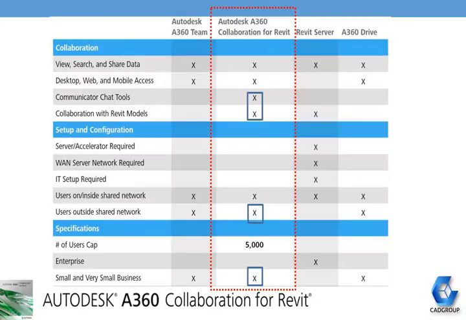The first blue box here is Communicator and collaboration with Revit models, which we have just been through. Moving down, use outside a shared network. This means that, unlike the Revit Server, which has to use VPN technology or even go through firewalls, with C4R technology, as long as you have a computer with Revit on and an internet connection, you can use this service.